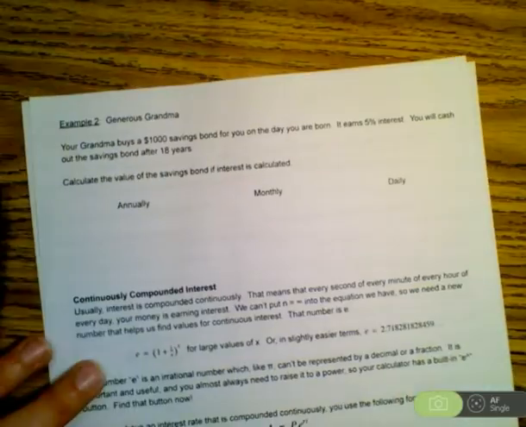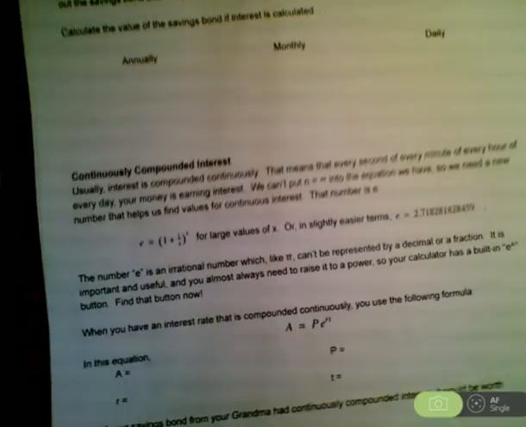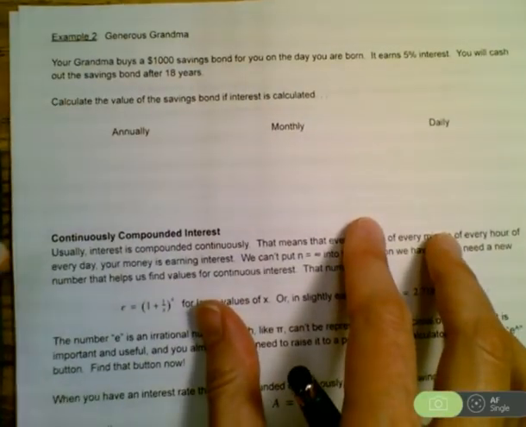You can just turn your paper over. Must be nice not to have to write everything out, right? Just to have it right there in front of you.